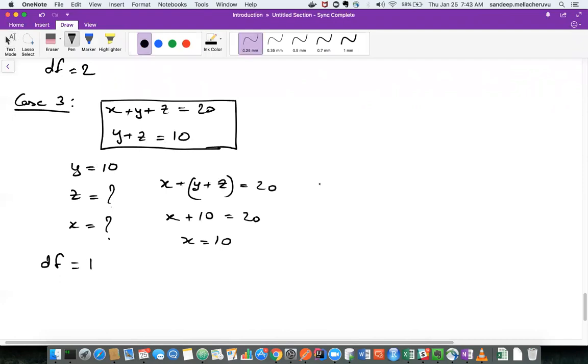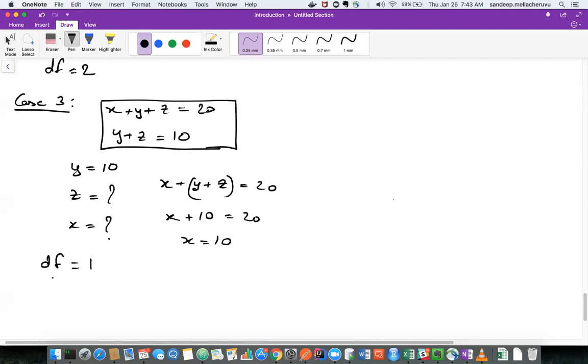For example, the other case could be Z, let's say it is 5. Y is fixed as 5, right? X is already fixed. X is anyway fixed as 10. You don't have a way to change X. So how many variables are free to change in this case? Only one.